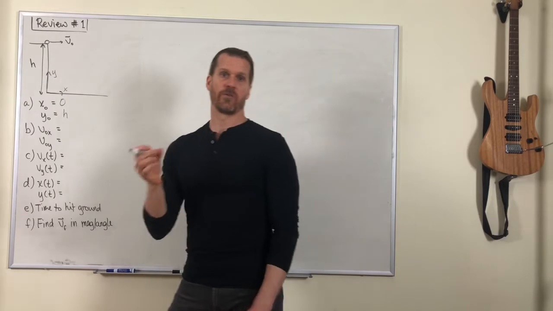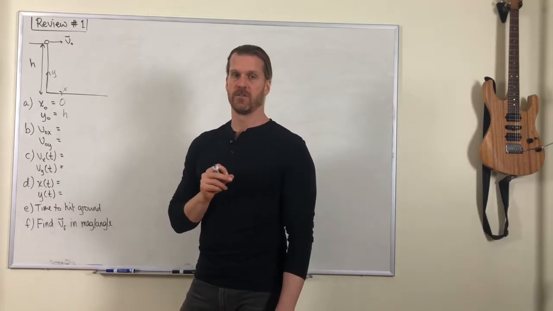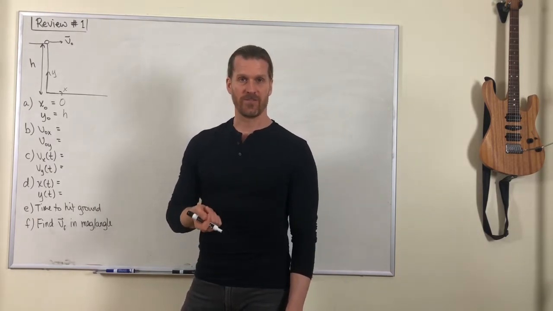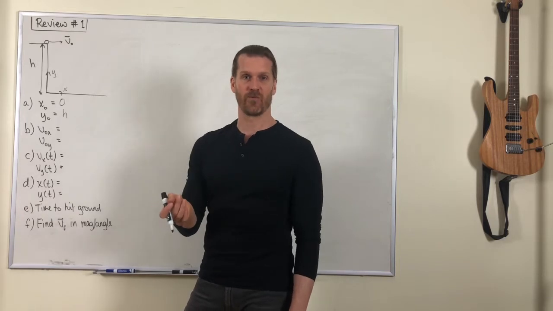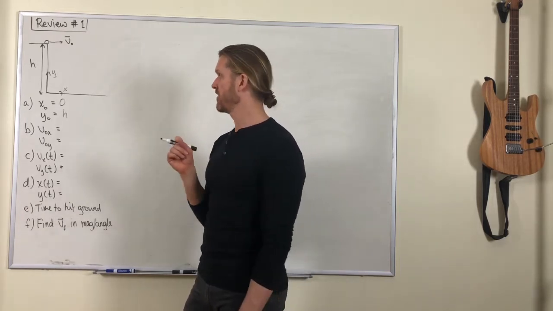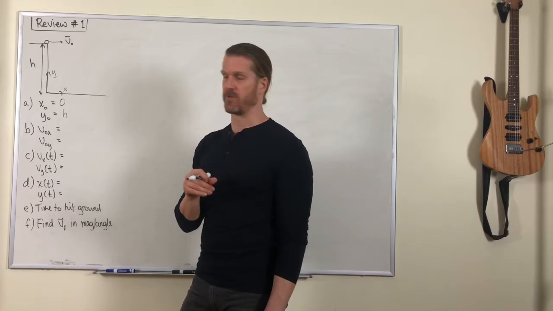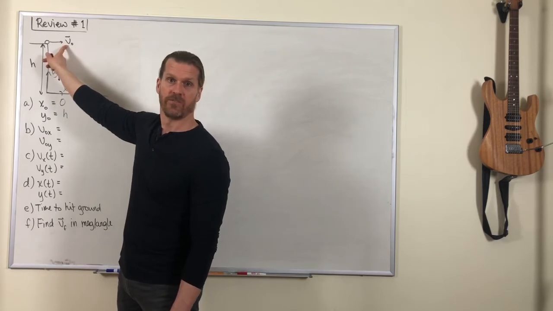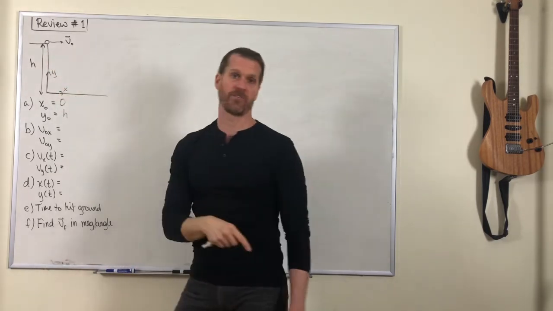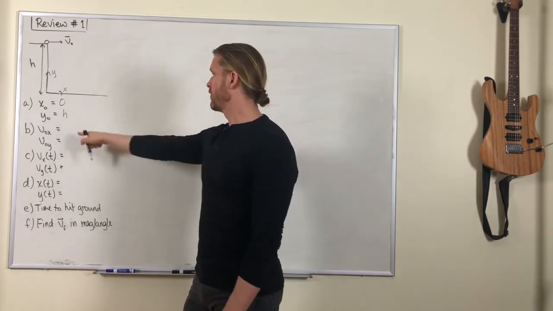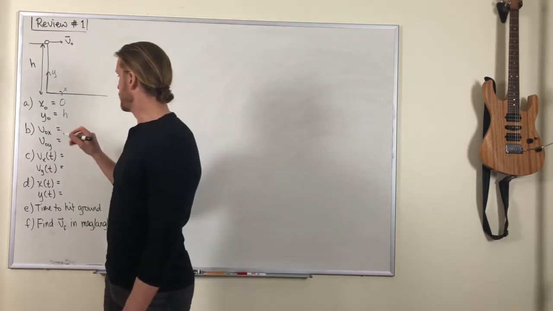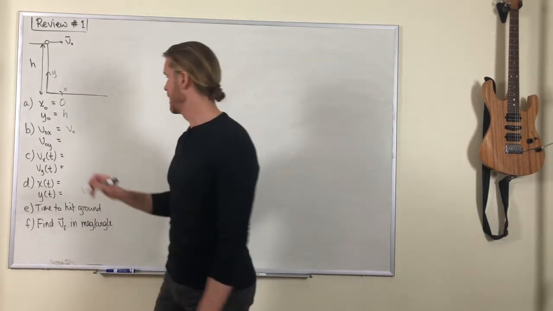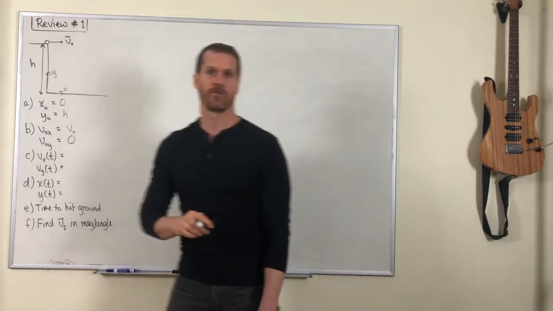Now the next question is, what are the components of the velocity vector? So remember, with vectors, we can express vectors in several different ways. We can express them in graphical form by just drawing a picture. We can express them in magnitude angle form. So this one would have a magnitude v0 and an angle of 0 degrees. Or we can express them in component form. And that's what part B is asking for. So the component form would give you v0 for the x component and 0 for the y component.